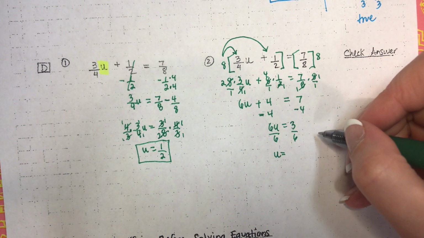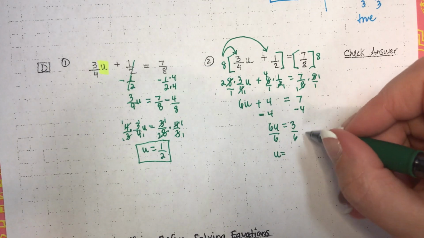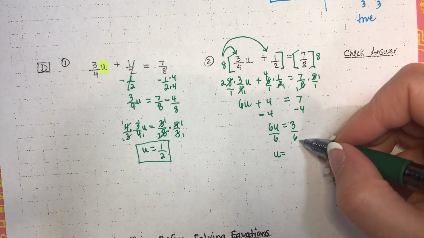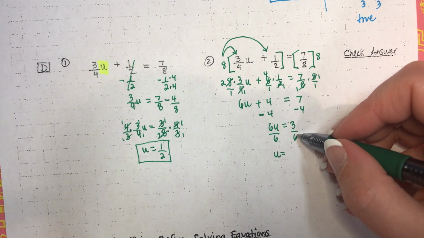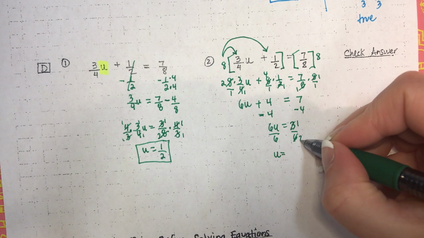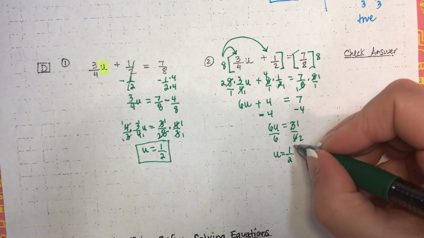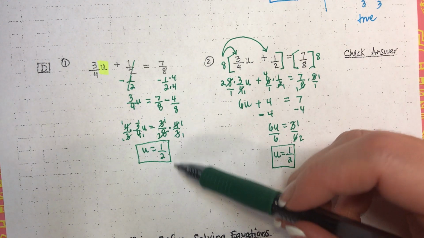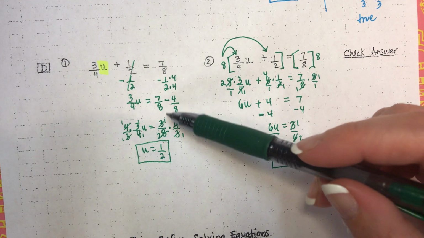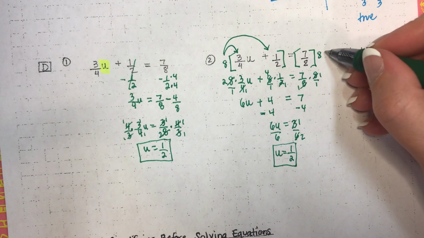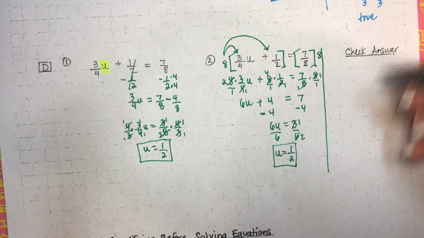Equals 3/6. So we just need to reduce that fraction, right? Is there a number that goes into 3 and 6? A common factor? Yeah, 3. 3 goes into 3 one time, 3 goes into 6 two times, and we end up with 1/2, which is exactly the same answer that we got when we solved the problem keeping the fractions. So that's great. Now we're going to go over here and we're going to check our answer.